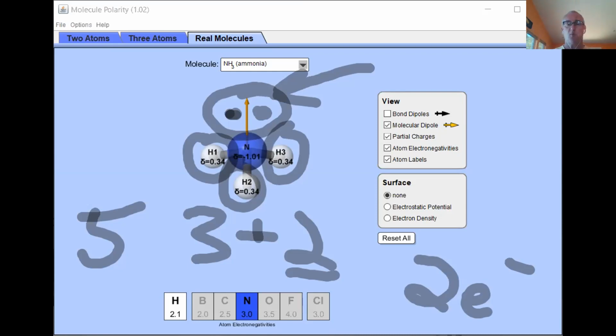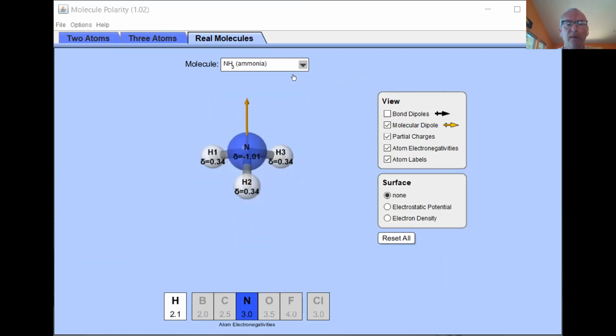And the same thing is true with water. But instead of having one lone pair, it is 2. And so that pushes those hydrogens away even more. Excellent answer. So yeah, let's have another look. Let's look at another one.